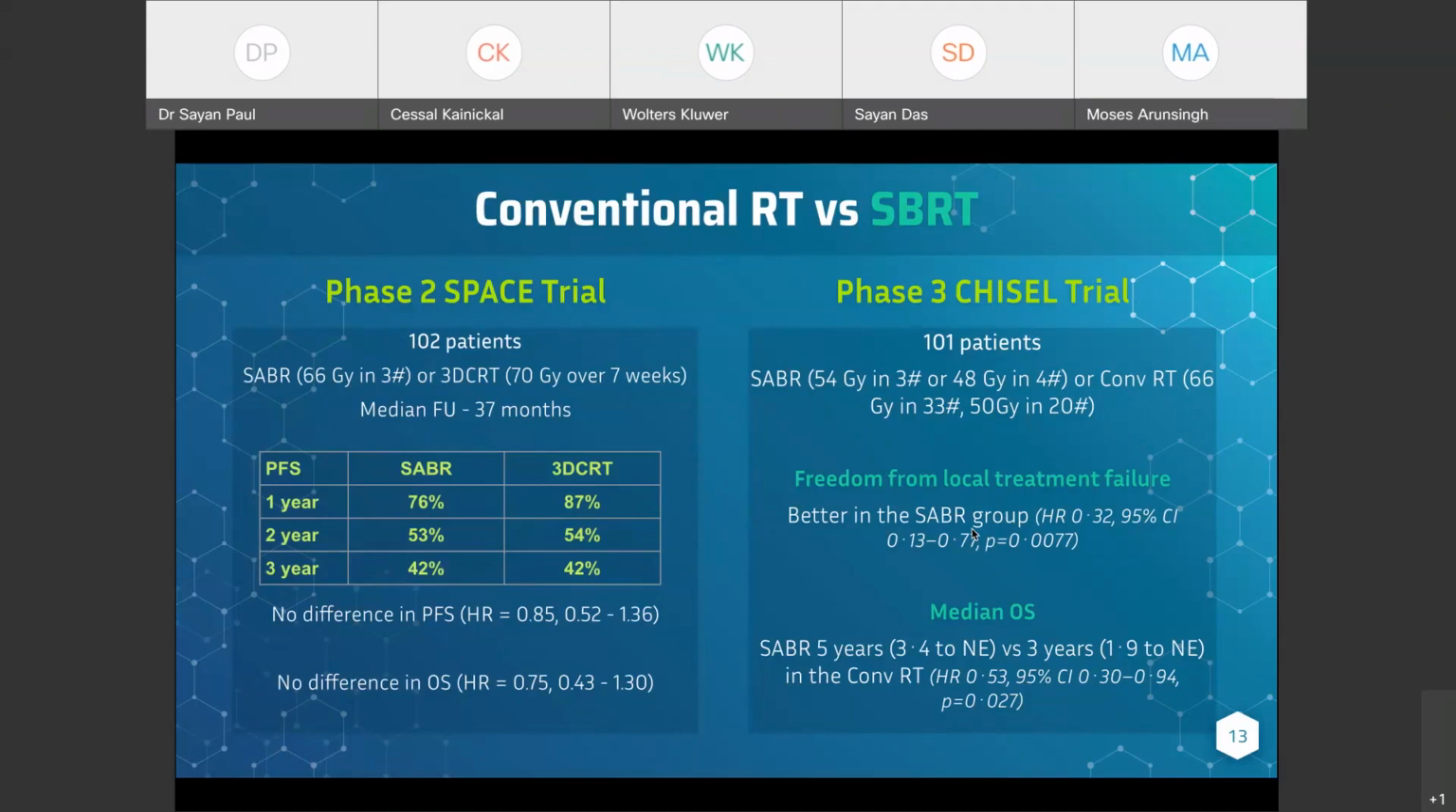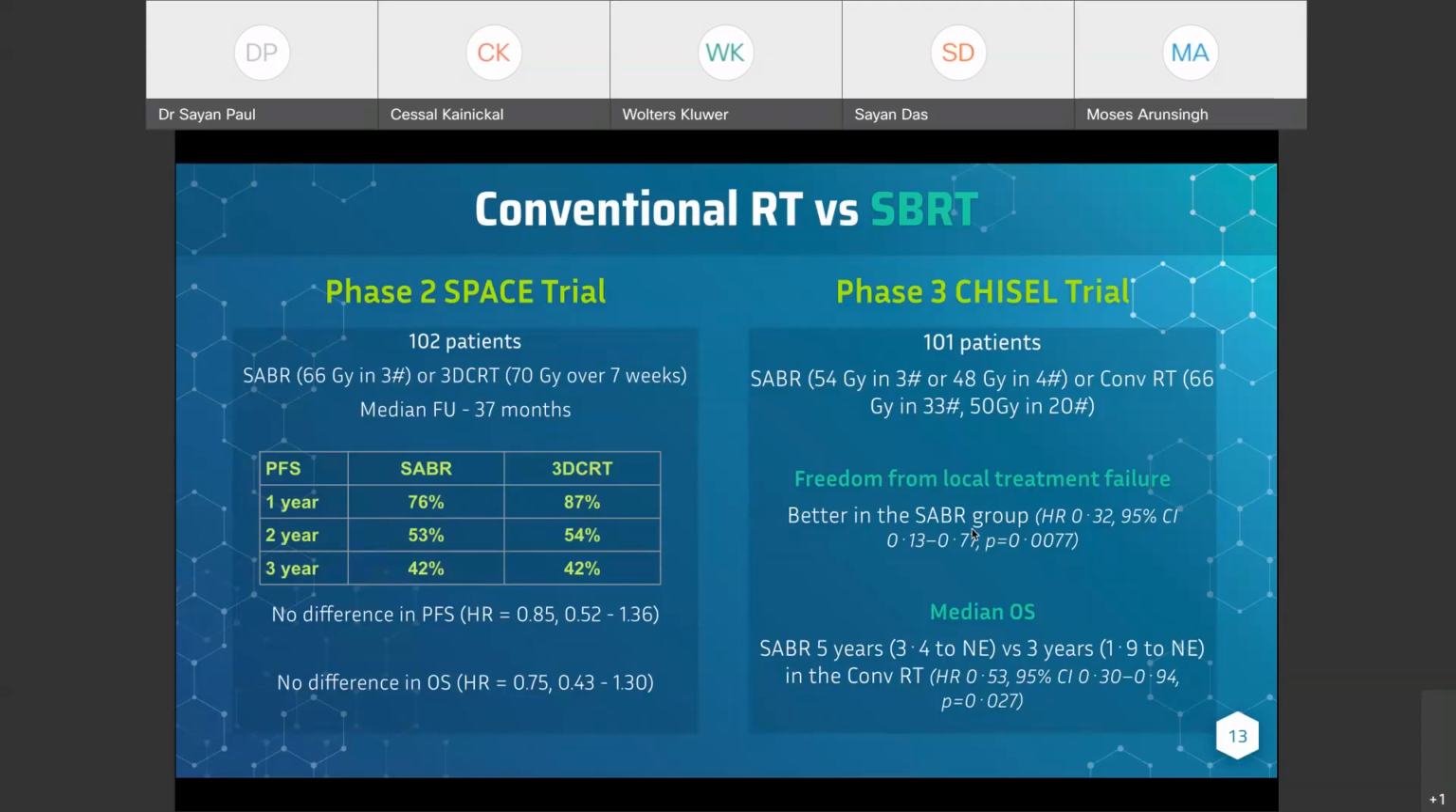The reason why these 2 trials gave different results, we can argue many factors, but one of it could be because of the way SBRT was prescribed in both the trials. You can go through the trial to find out what exactly it was. I think in the phase 2 SPACE trial, it was actually prescribed to the isocenter. So in effect, the periphery was getting a much lesser dose than what we would consider to be standard at this point of time. But in the phase 3 CHISEL trial, they made sure that at least 95% of the PTV was covered by the prescribed dose. All these could be the reasons why the two trials gave different results.